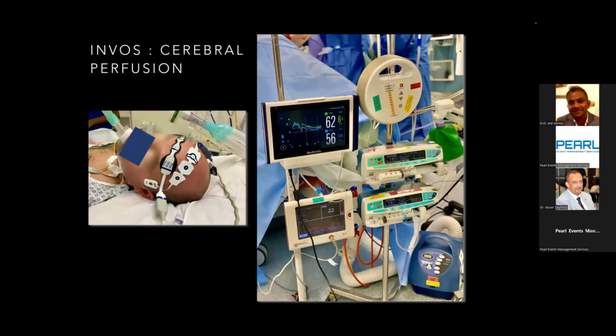Just to show you how the INVOS sits, so BIS monitoring is here, and the INVOS again is just skin probes just going over the frontal part of the head here, which are reflected in this monitor.